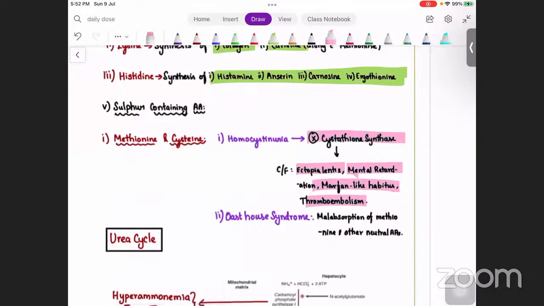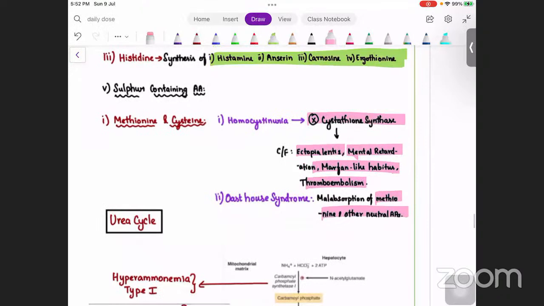While in the case of Osterhaus syndrome, you see malabsorption of methionine and other neutral amino acids. Then you have the urea cycle.